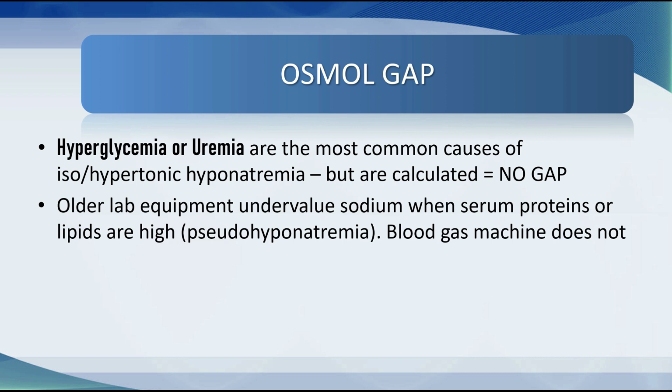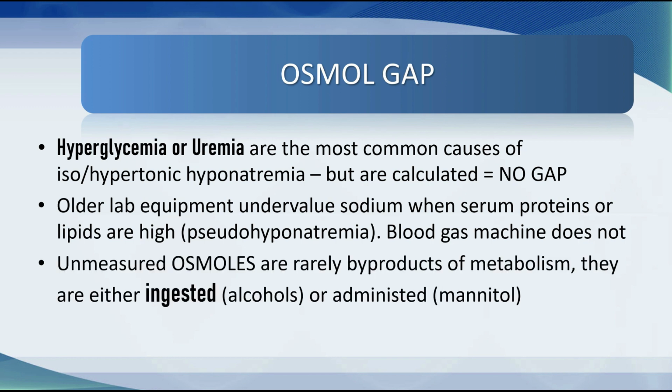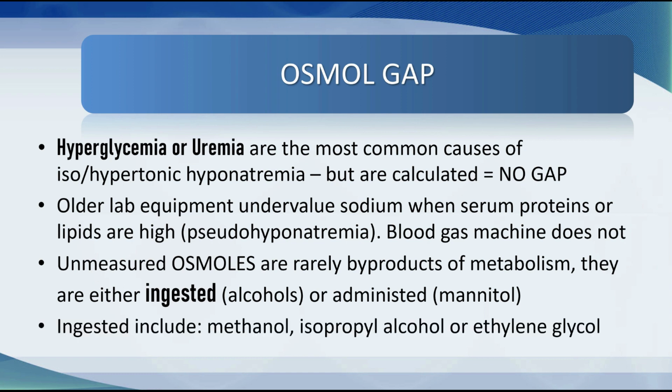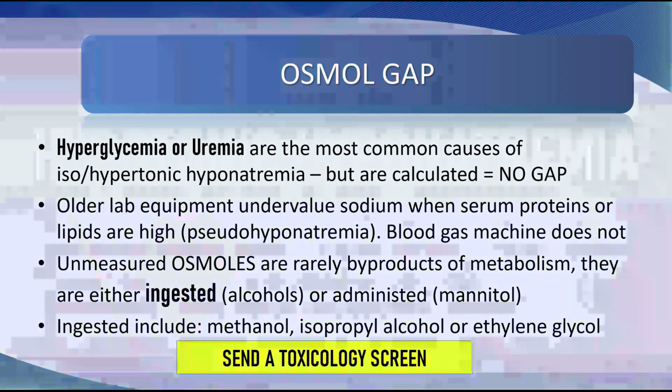Older lab equipment undervalues sodium when serum proteins or lipids are high. This is known as pseudo-hyponatremia. The blood gas machine does not do so. The blood gas machine gives you a very accurate measurement of sodium. Unmeasured osmoles are rarely byproducts of metabolism. They are either ingested, such as various different alcohols, such as methanol, isopropyl alcohol, ethanol or ethylene glycol, or they have been administered by a doctor or a nurse in the case of mannitol. It's imperative that if you have a big osmol gap, you send a toxicology screen.